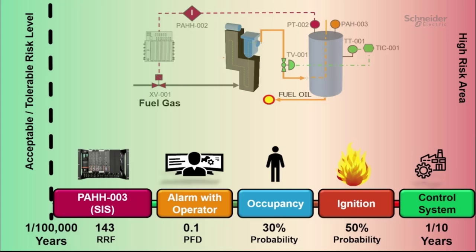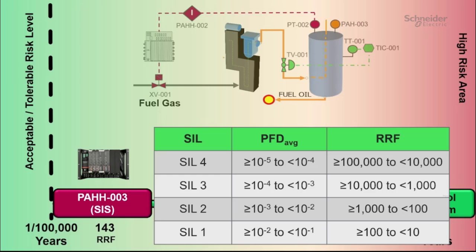This high pressure trip or high pressure loop, we will call it a safety instrumented function or a SIF. And this SIF will be assigned with certain amount of risk reduction which will be used to determine the safety integrity level required for this high pressure trip. In our example here, we have assigned this high pressure trip with SIL2 target.